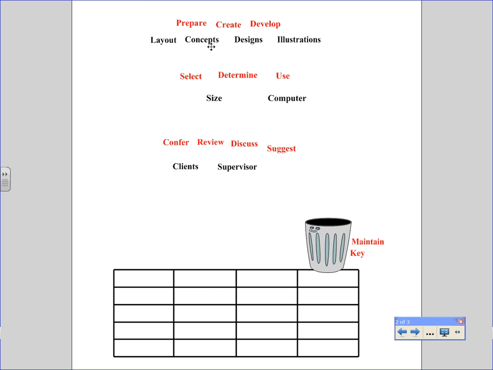Oh, yeah, that's true. You could say that you confer and review and discuss concepts. I like that. I think I'll put that there. Okay, some of these words are interchangeable. They could go more than one place. But the one that was the most important that came up 7 times was layout. And since layout is so important, I figured that's really like the principal thing that a graphic designer does. It came up 7 times. So I'm going to put that at the top because it seems most important.